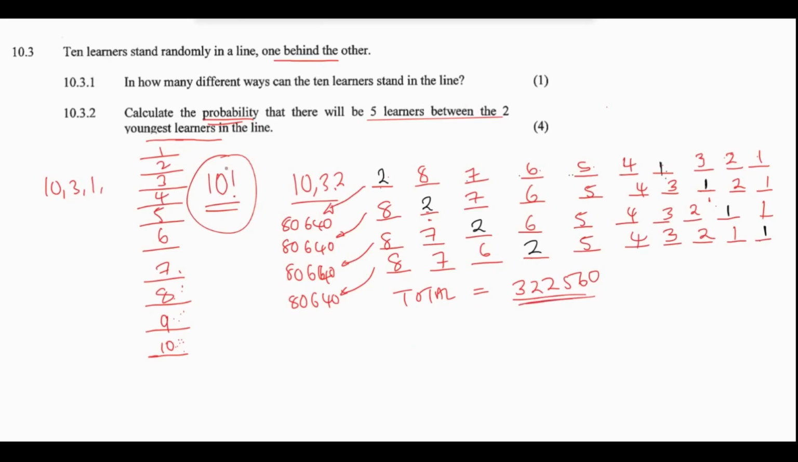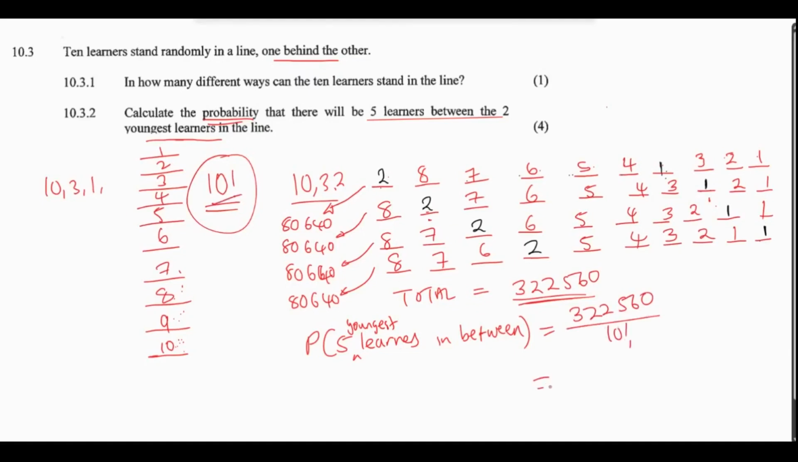But what is the probability then? The probability should be 322,560 divided by 10 factorial. Then the answer is 4/45.